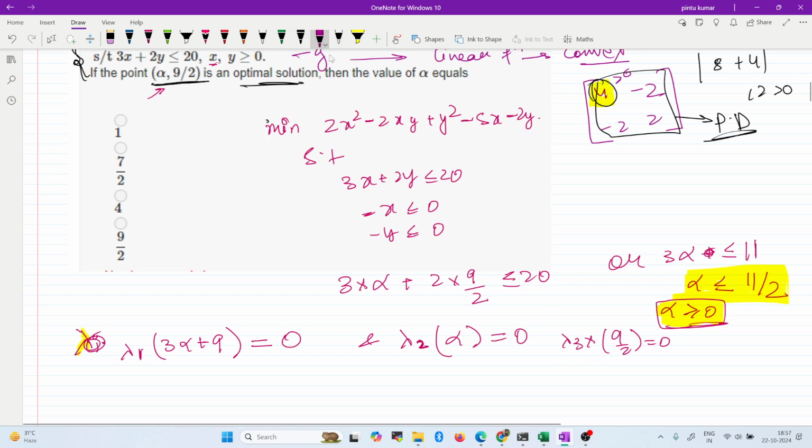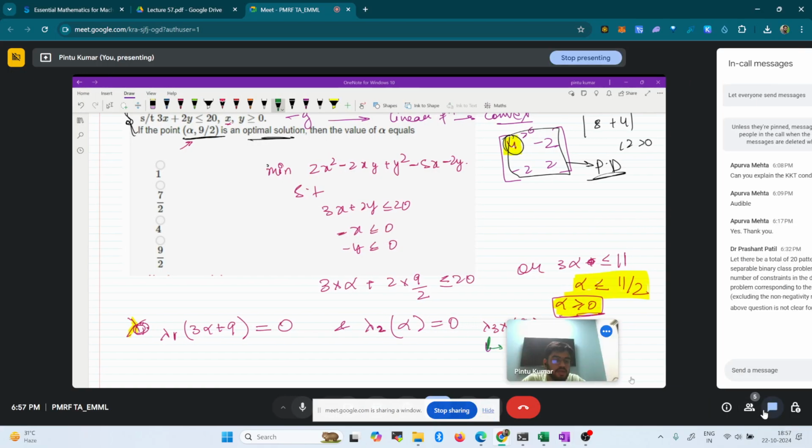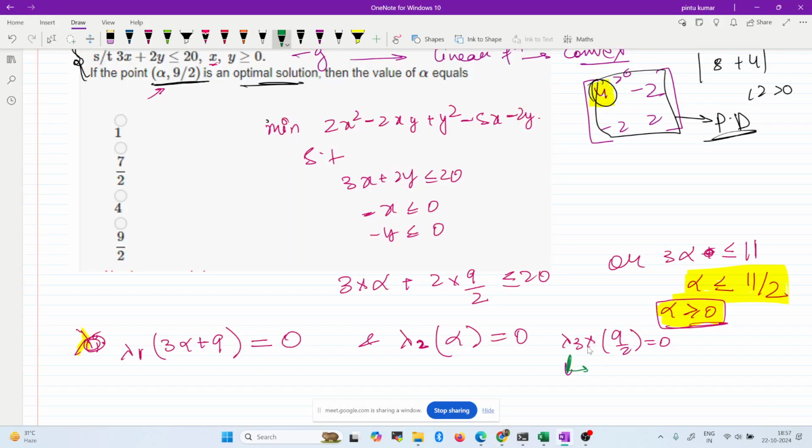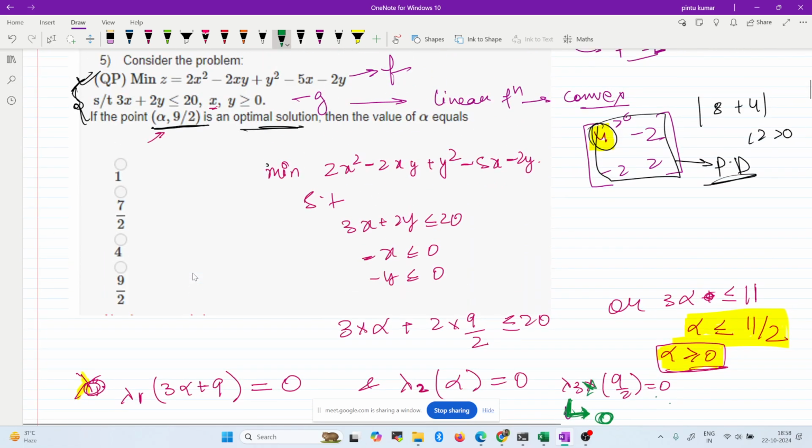From here, what we can infer is that this lambda 3 that we have over here becomes 0, because it's a product of two things that is equal to 0, so lambda 3 should be 0. This is one piece of information that we have got.